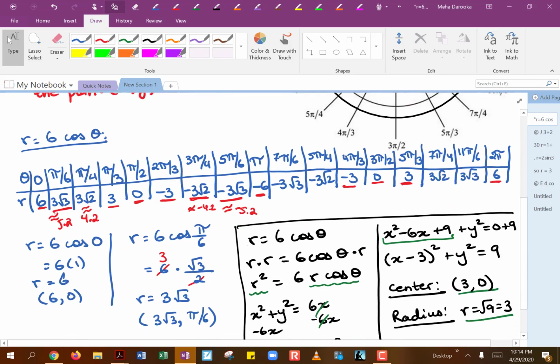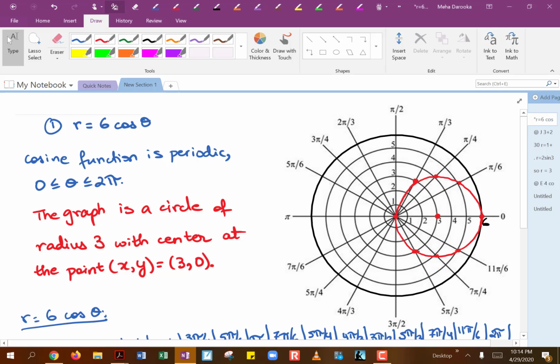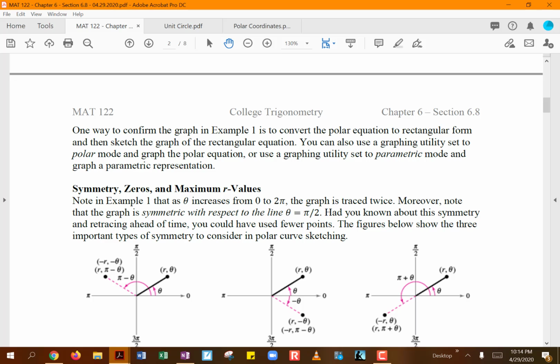That's the exact same thing we have over here, a circle centered at (3, 0) with a radius of 3. So that's another way you can come up with these graphs, by converting them from a polar equation to a rectangular form of the equation. That's what they're talking about here, converting this and then sketching your graph. Of course, you can use a graphing calculator set in polar mode, or you can use your graphing utility set to the parametric mode to help you come up with the graph of these functions.